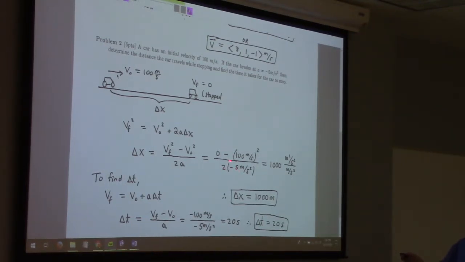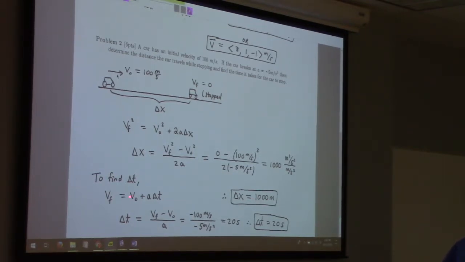The minuses cancel. We got a meter squared per second squared upstairs. We got a meters per second squared downstairs. So the second squareds cancel. And we're left with a unit of meters overall. And 100 squared is 10,000, divided by 10 is 1,000. So we got 1,000 meters. That's the stopping distance here.